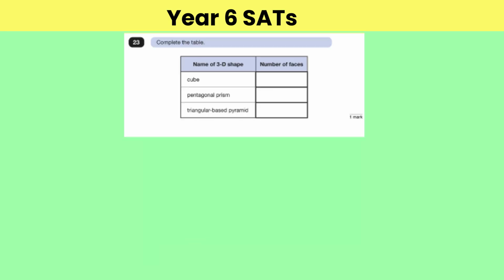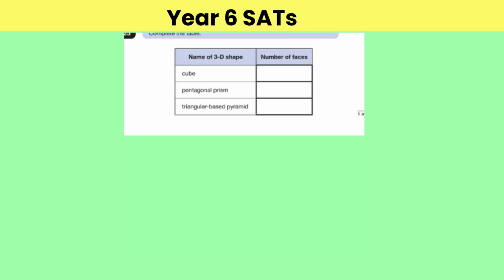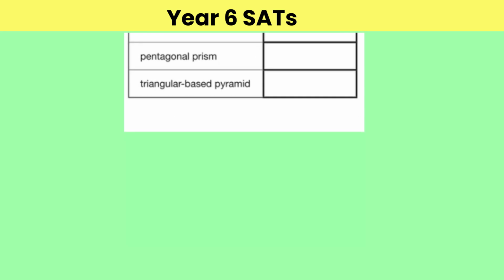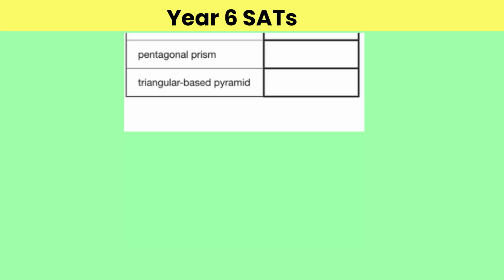Question 23, complete the table. Name a 3D shape, and we've got cube, pentagonal prism, triangular base pyramid, and number of faces. So this question does involve you having an understanding of the properties of 3D shapes. So we're looking at the number of faces.